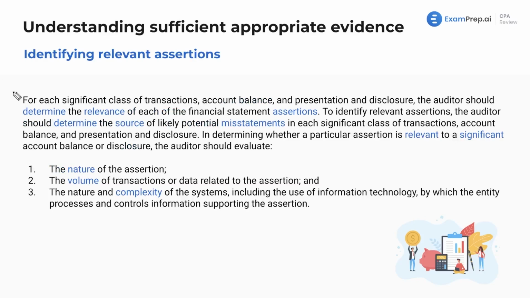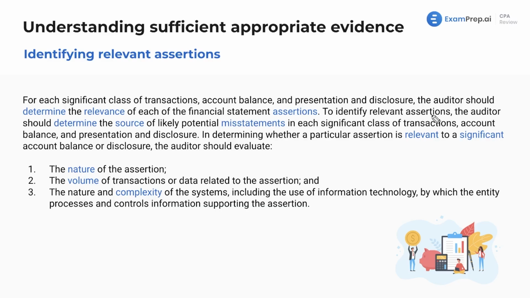Identifying those assertions: for each significant class of transactions, account balance, and presentation and disclosure, the auditor should determine the relevance of each of the assertions. As I mentioned, they might not all be relevant, and they're not going to be relevant for every account or every type of transaction. It also depends on the entity type, right? An entity may just not have a lot of cash on it. Now, generally, entities do have cash. Businesses should have cash in hand. But let's just say you're auditing a company and they don't have inventory. Well, obviously, any assertions related to inventory are just not going to be relevant. If it's a software company, you're not worried about that.